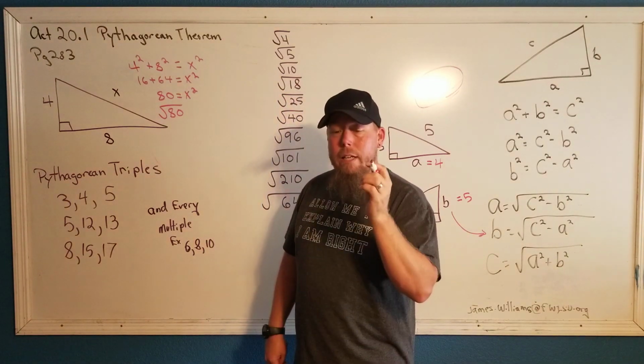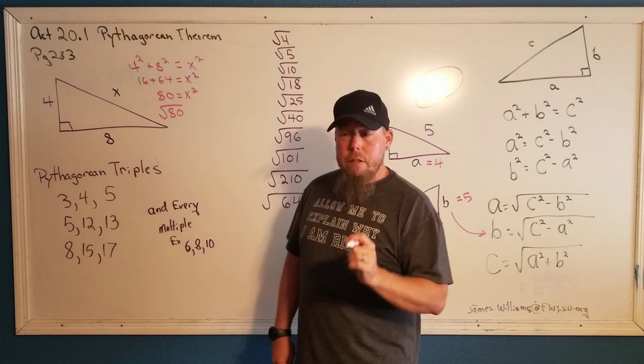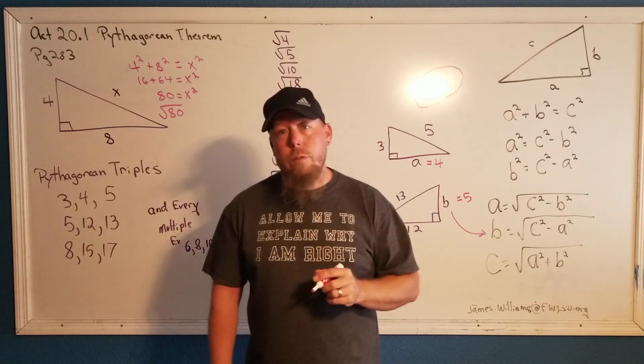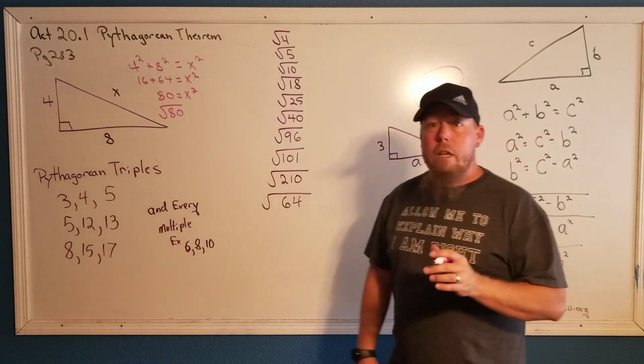Okay, we need to find the square root of 80, but we don't want to touch a calculator because that gives us an approximate answer. I don't want a decimal answer. So we're going to do what we call reducing radicals. And that's why I have this big list of square roots here in the middle of the board. We're going to talk about reducing radicals.